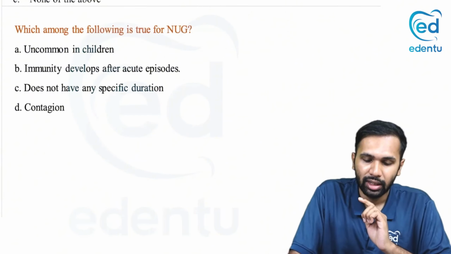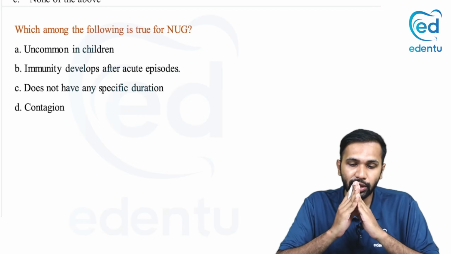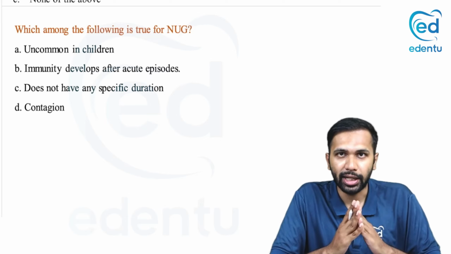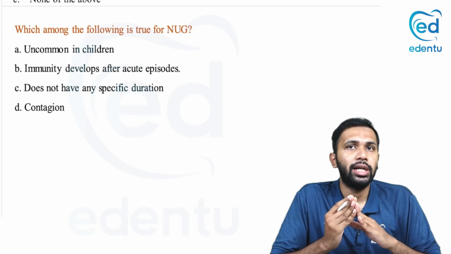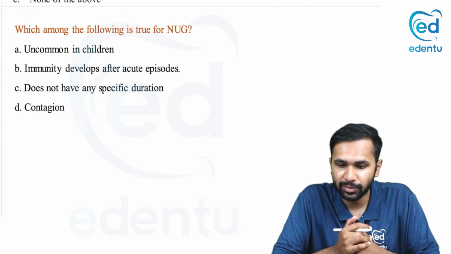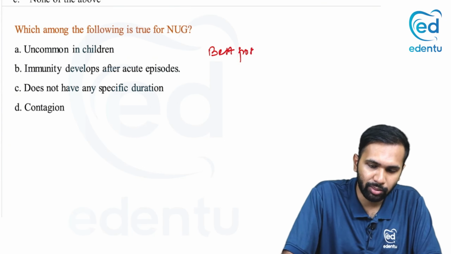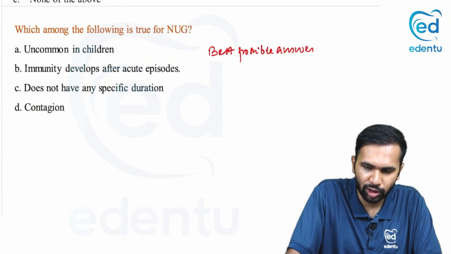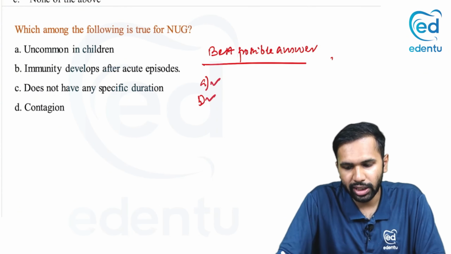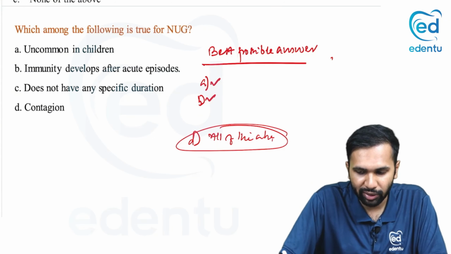The next question. Which among the following is true for NUG? Right? Always remember, students, in your MCQ, in your NEET exam, it is an objective exam. There can be one or more correct answers. If there are one or more correct answers, you have to choose the best possible answer. Right? If option A is true, option B is true, look for option D. It might be all of the above or both A and B. In that case, you have to choose D.